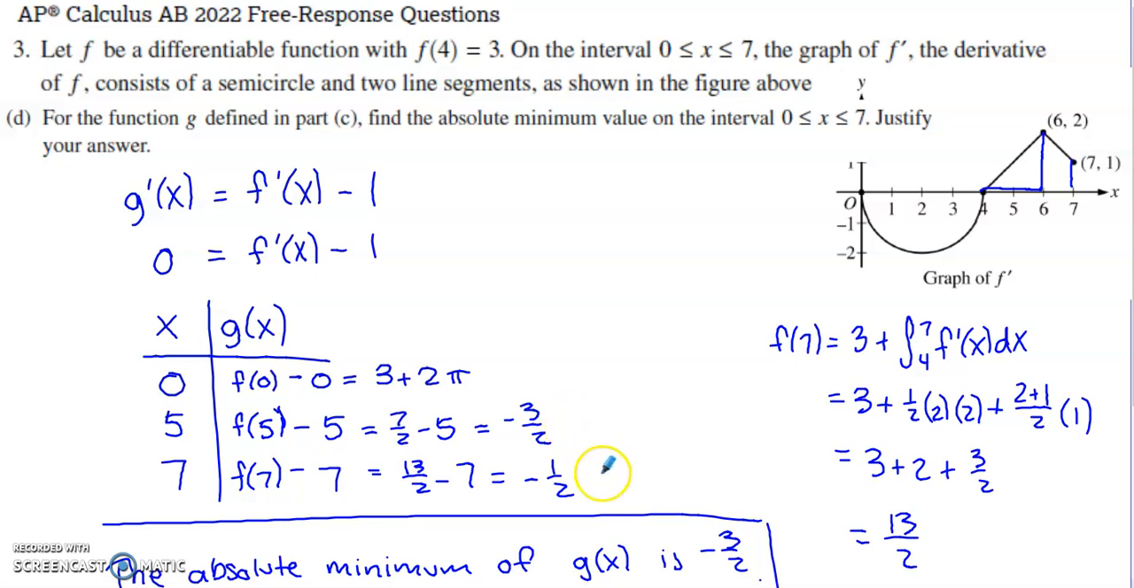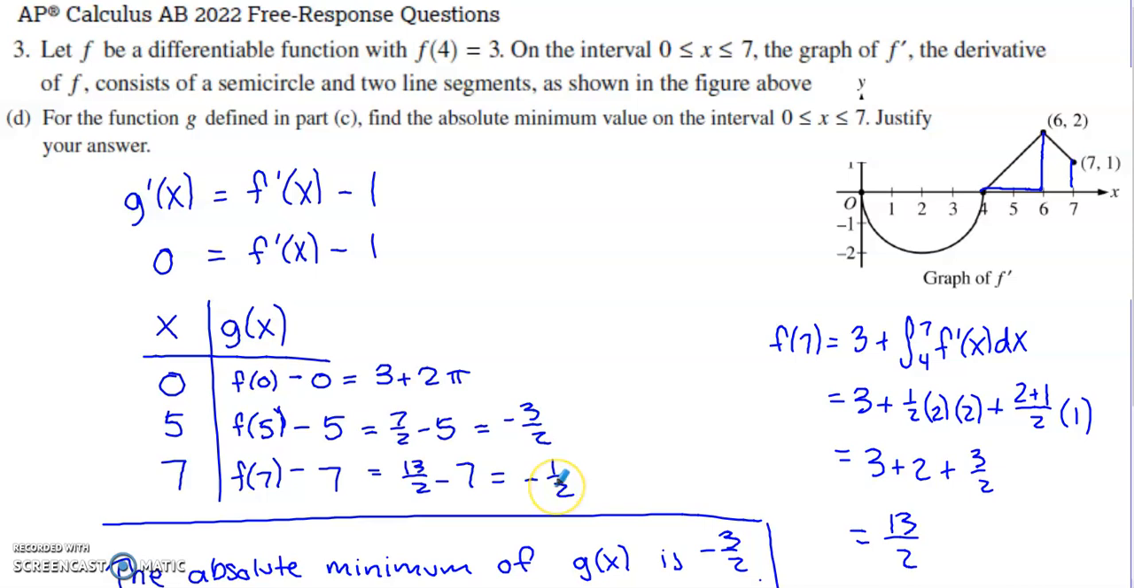And then I didn't find f of 7 back in part A. So I do a little bit of work over here using the same sort of calculation as we talked about back in part A. So on the interval 4 to 6, I've got this triangle that sits above the x-axis. So I've got a 1/2 base times height calculation happening there, added on to the function value that we knew at 4. And then from 6 to 7, I see a trapezoid. So I've taken the average of the parallel sides multiplied by the distance between them. And if I simplify that, I get 13/2 for f of 7. So if I take f of 7 and I subtract 7, that takes me to -1/2.